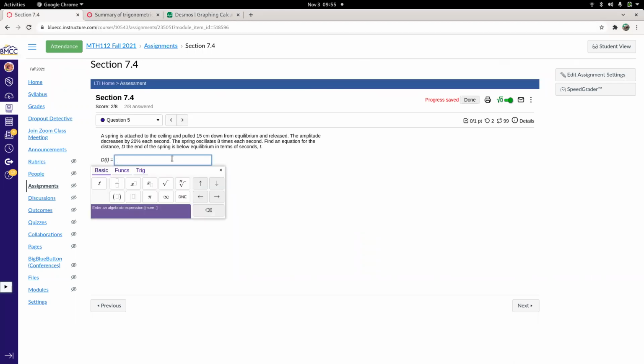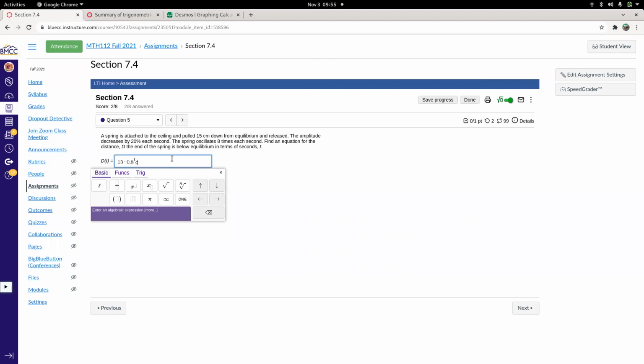And that doesn't really simplify any further. So 15 times 0.8 raised to the, they want a t here, times the cosine of 16 pi t.